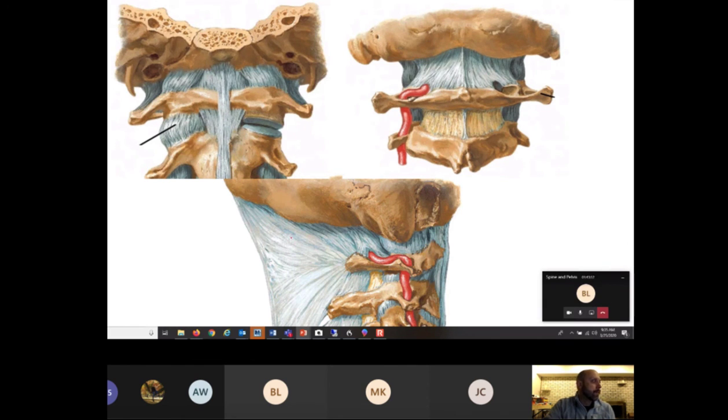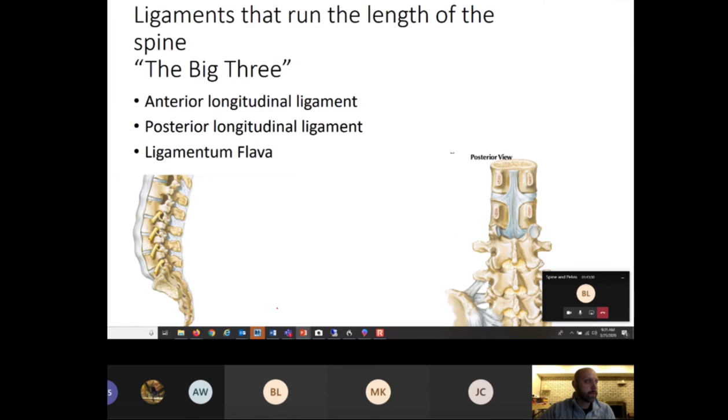Nuchal ligament back here. The unique thing about the nuchal ligament, of course, is it goes from that EOP all the way down to the C7 spinous process. So just recall that the supraspinous ligament is what goes the rest of the way down, but the supraspinous is not recognized in the cervical spine. You just have the nuchal ligament above the level of C7, right?